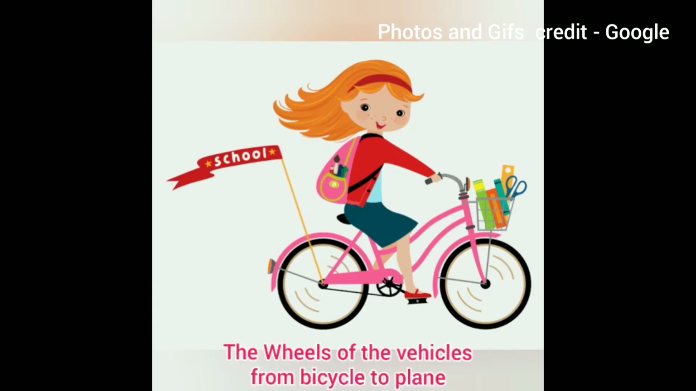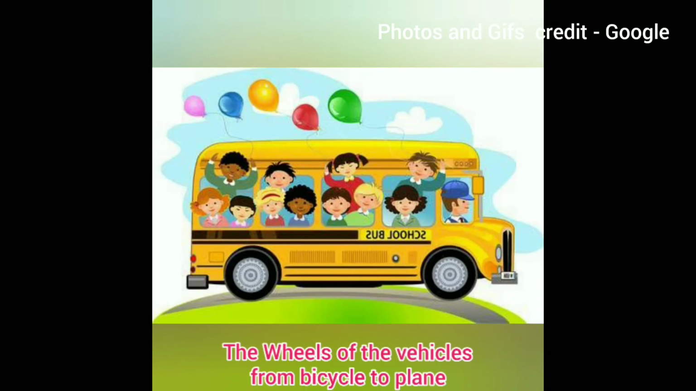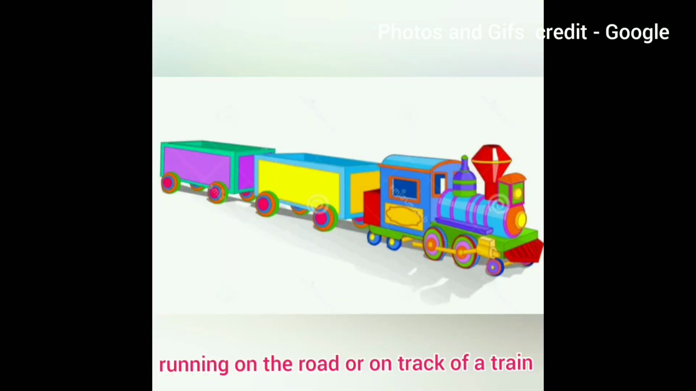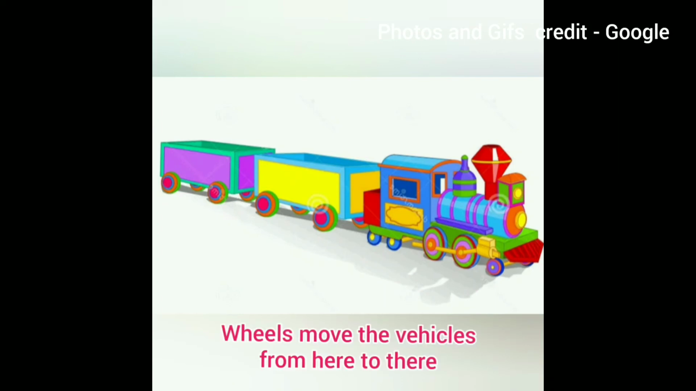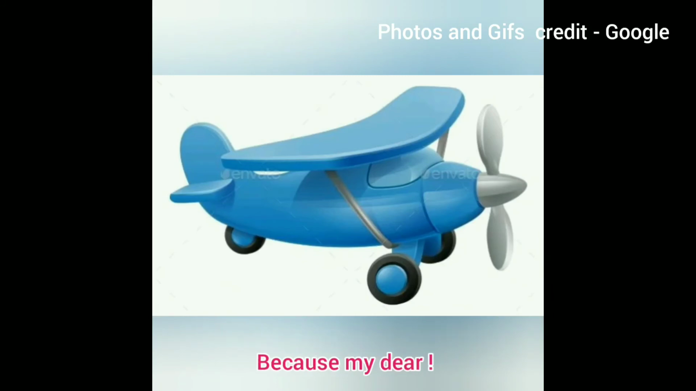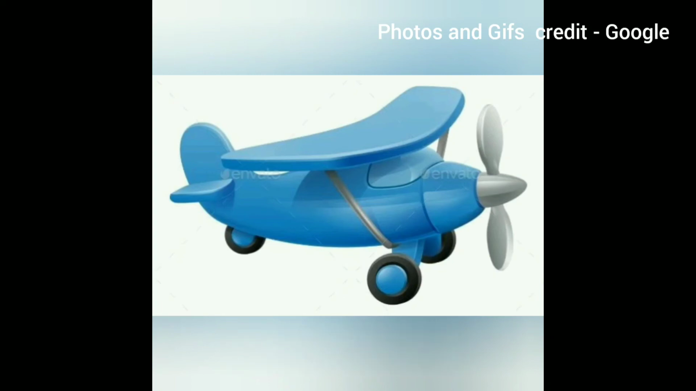The wheels of the vehicles from bicycle to plane, running on the road or on track of a train. Wheels move the vehicles from here to there, with the steering, accelerator, brakes and the gear. Because, my dear, a circle everywhere.